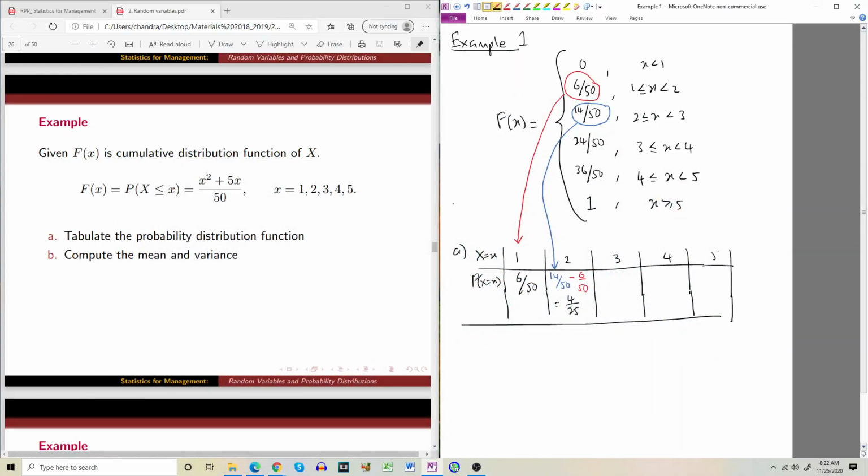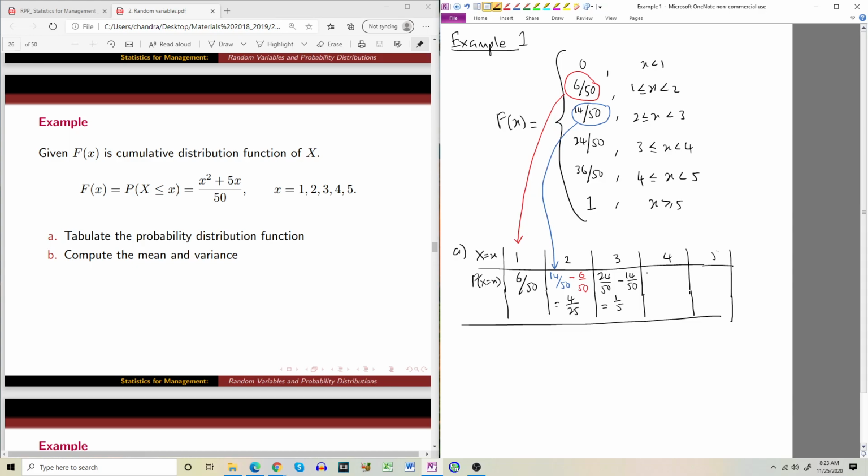Do the same thing for number 3. For number 3 is this one, okay. 24 over 50 minus the previous one, 14 over 50. You should get 1 over 5. Okay. For you to get back the probability distribution function from cumulative, this is how you have to do.